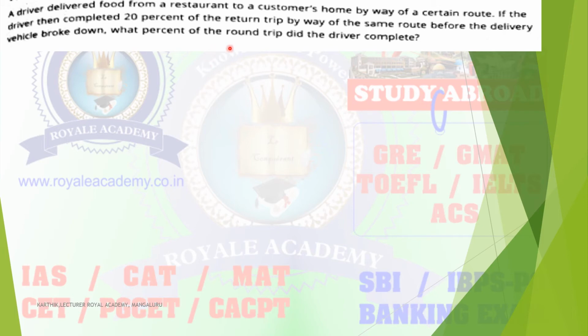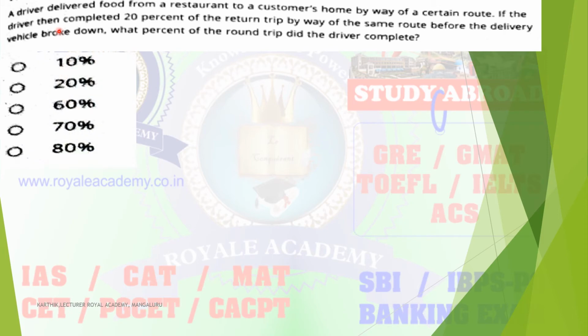What percent of the round trip did the driver complete? So in total, how much percentage did he complete? How do we find that out? For a percentage problem, I already told you to take 100. So 100 is the total miles of the round trip. So one way is how much? 50 miles. So the total trip is 100 miles.